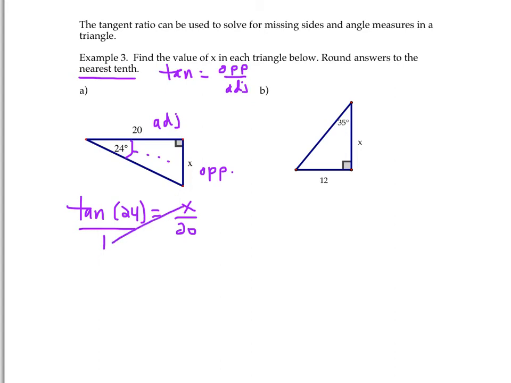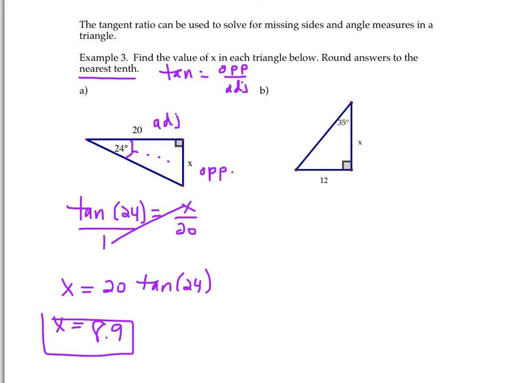So x times 1 will just give us x, and 20 times the tangent of 24 is something that we're going to do in the calculator. So just type it in. If you're using the scientific calculator, type it in just as you see it, 20, tangent, 24, press equals or enter, and you should see when we round to the nearest tenth that you get 8.9.